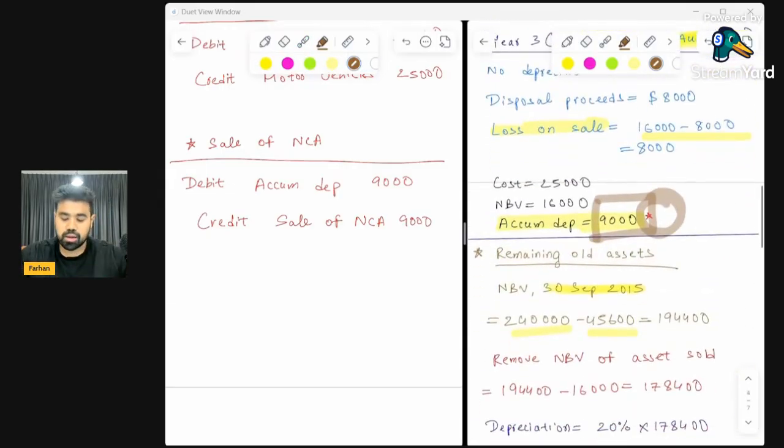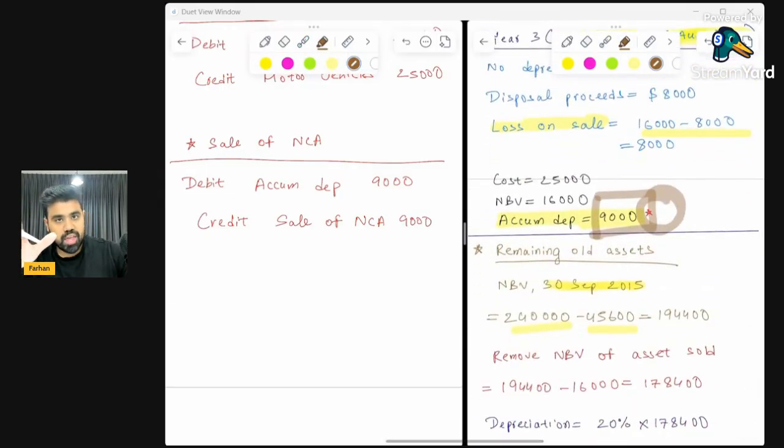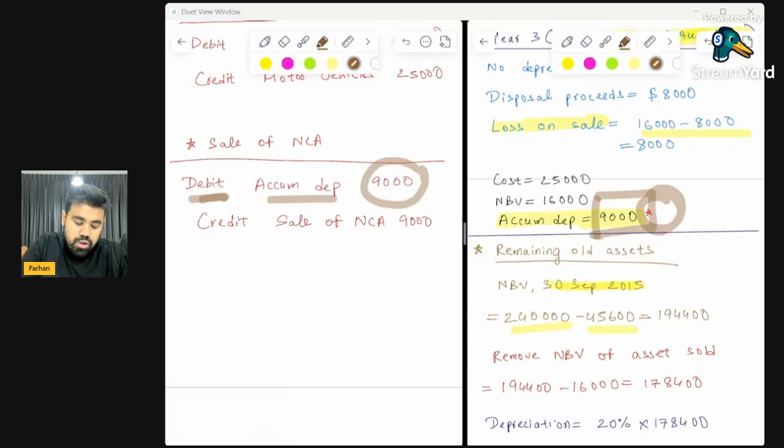Why? When you are selling this asset, it is no longer remaining in the books. So the accumulated depreciation account needs to reflect the fact that it is no longer remaining in the books. We understand when accumulated depreciation increases, we credit it. Now that this asset no longer remains in the books, we have to reduce the accumulated depreciation account, which means we have to debit it to reflect the fact that we don't have this asset anymore. So that's why we are debiting accumulated depreciation by $9,000. And the opposing credit entry is the sale of non-current asset account by $9,000.